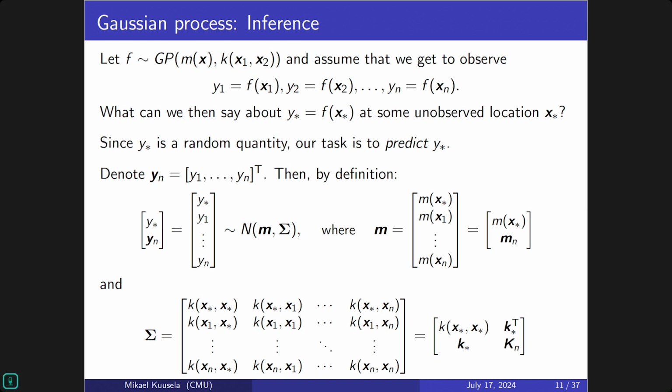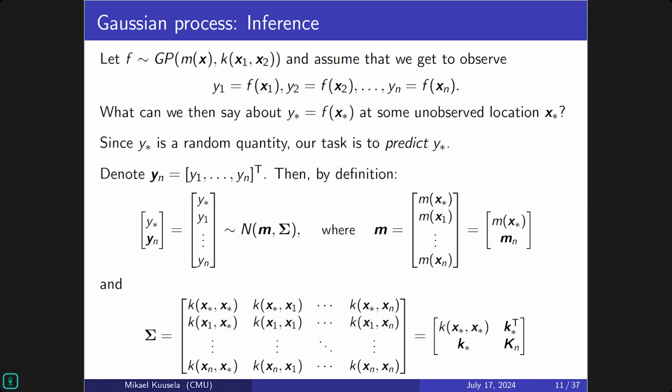So specifically, the setting here is that since this f is a Gaussian process, it means that these observed values of f, as well as the unobserved value of f, if you put them together into a big vector, they come from a multivariate normal, because this is the defining feature of a Gaussian process.